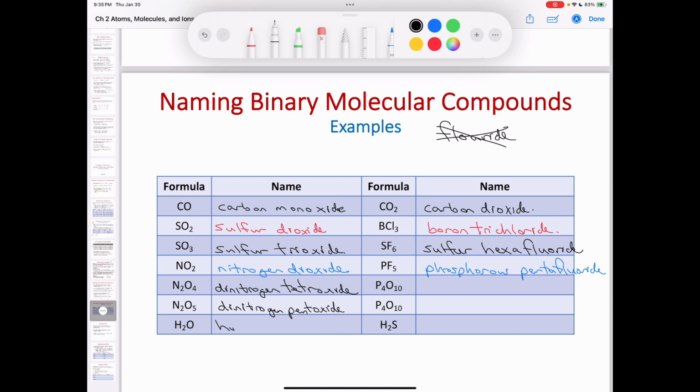Then we just have, remember, if there's hydrogen, we just get rid of all the prefixes. So hydrogen oxide. Right? Same thing for this one would be hydrogen sulfide. Right? Just ditch all the prefixes. Here you have tetraphosphorus decoxide, not decaoxide, just decoxide. So tetraphosphorus.